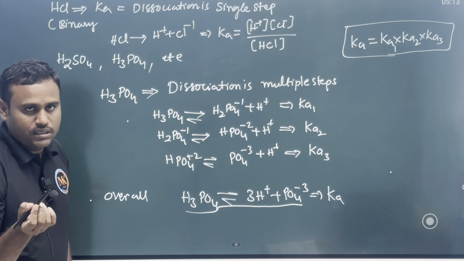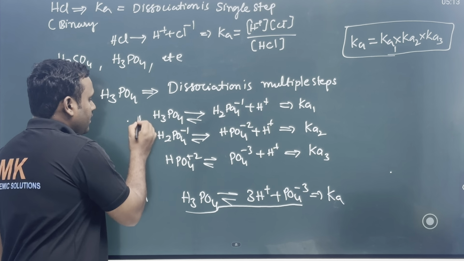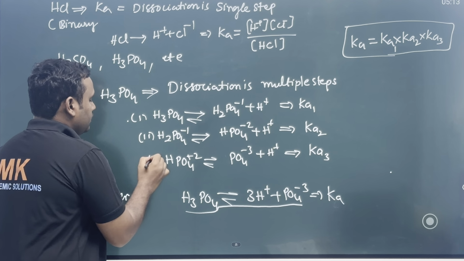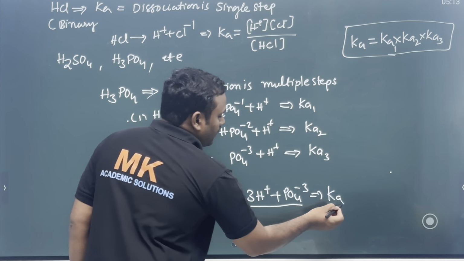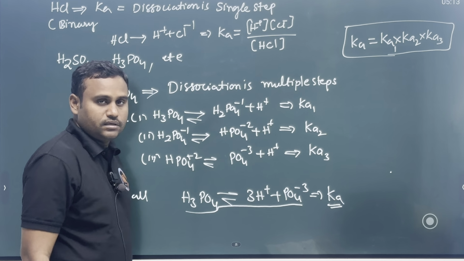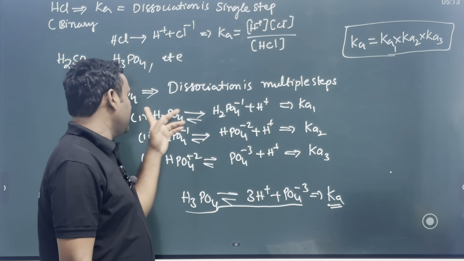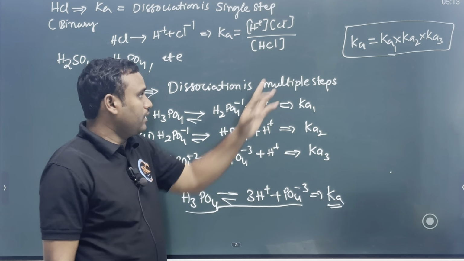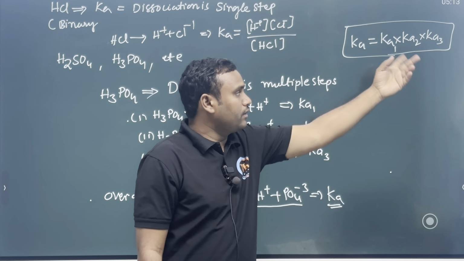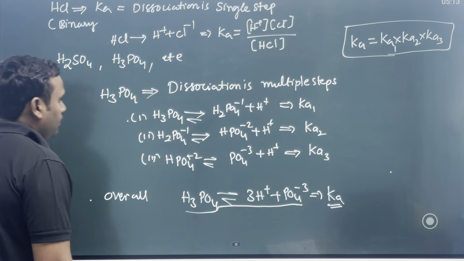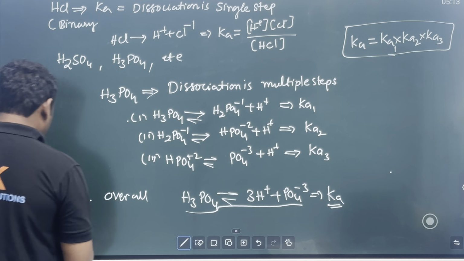See here, we are getting this resultant reaction. How are we getting it? By adding 1, 2 and 3. So the equilibrium constant of this resultant reaction is equal to the product of these three equilibrium constants, that is Ka is equal to Ka1 into Ka2 into Ka3. Okay, so this is next.